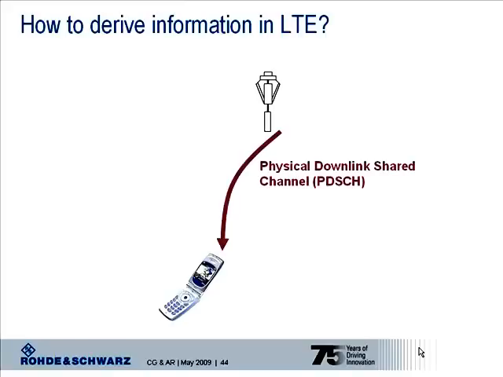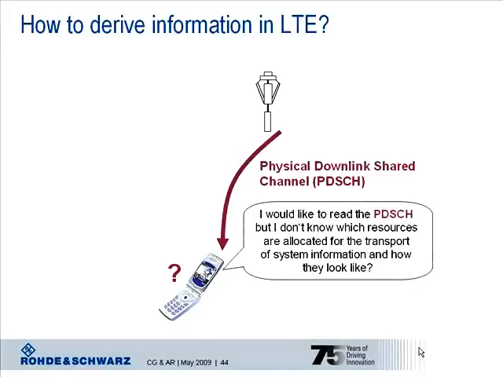We know already that data in LTE, it doesn't matter if it is system or paging information, control data or user data, is transmitted via the physical downlink shared channel. As the name implies, this channel is shared between all the UEs in the radio cell. A particular UE is interested to know if it is addressed with data and where to find this data. Another UE is looking for the radio resource blocks carrying system information, and so on.